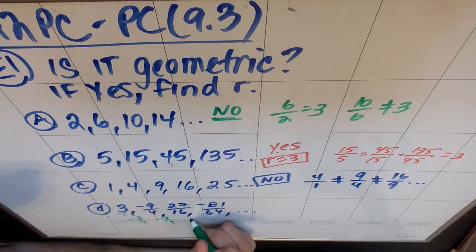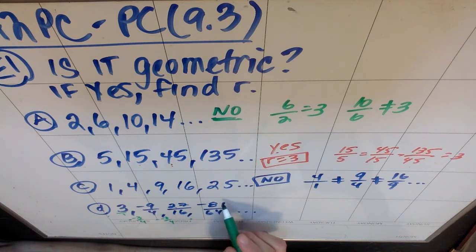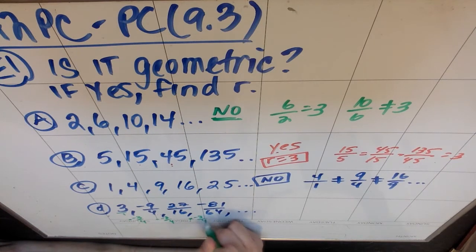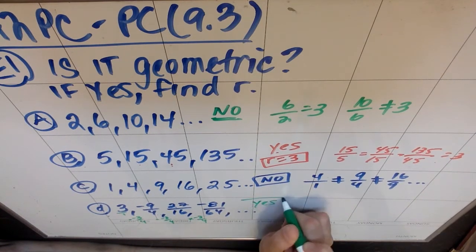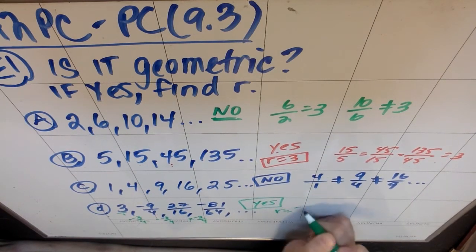So that checks out. And then if I multiply the positive 27/16 by the negative 3/4, I would get negative 81, because that's what negative 3 times 27 gives me. And on the bottom, 16 times 4 gives me 64. So I'd get negative 81 over 64. So that does check out, right? So the answer to the last one is yes, and my r is negative 3/4.